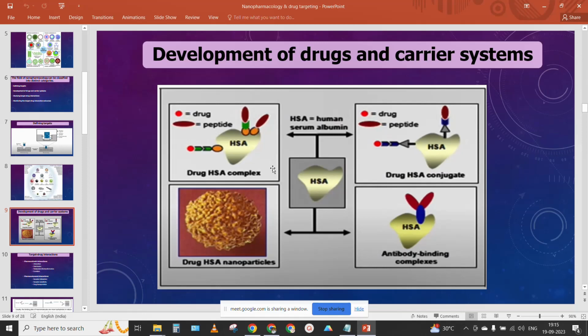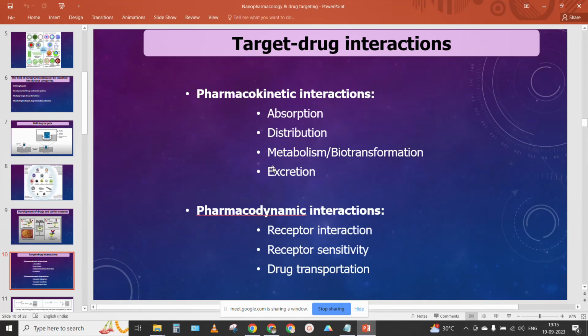So moving forward, let's discuss in brief target drug interactions, which are pharmacokinetic interactions and pharmacodynamic interactions. As we have already discussed, in pharmacokinetics there are the ADME terms: absorption, distribution, metabolism, excretion. And pharmacodynamic interactions are receptor interactions, drug receptor sensitivity, and drug transportation.